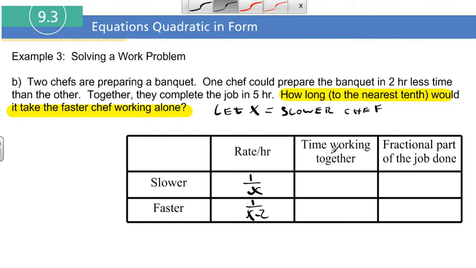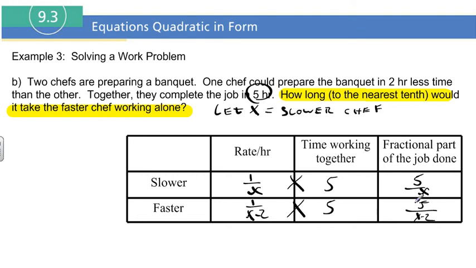Let's go to the second column right here. How long does it take them to do it together? 5 hours, right? They give that to us: they work in 5 hours together. So that's always going to be the same number. And the way that you get the fractional part is you multiply these. 1 over x times 5 is 5 over x. Just multiply the 5 and the 1, and put the x on the bottom. And then here, multiply the 5 and the 1, so you get 5 over x minus 2.